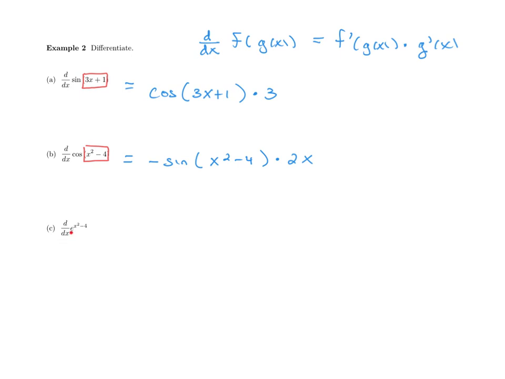A last one here. What about the derivative of e to the x squared minus 4? Again, the inside function is the x squared minus 4 part. So the derivative of e to the something is e to that thing. But by the chain rule, I have to multiply by the derivative of that inside function, which again is 2x. So these are not simplified. I mean, they're pretty close, but I'll just leave the answers in this form.